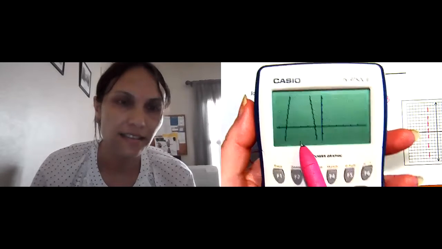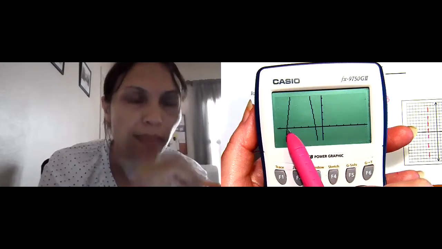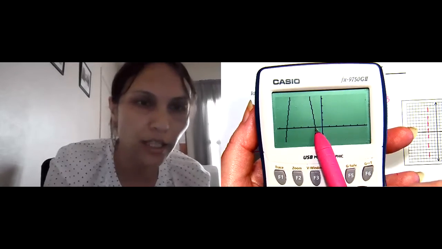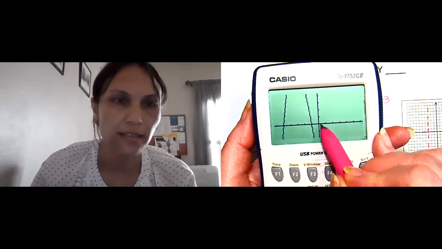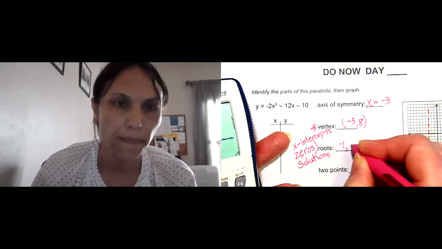Now, how many does this one have? Does this one have 2, 1, or 0? 2. Right here and right here, from here to here. If you look real close, you can probably count this. This one is negative 1, then 2, 3, 4, 5. Negative 1 and negative 5.